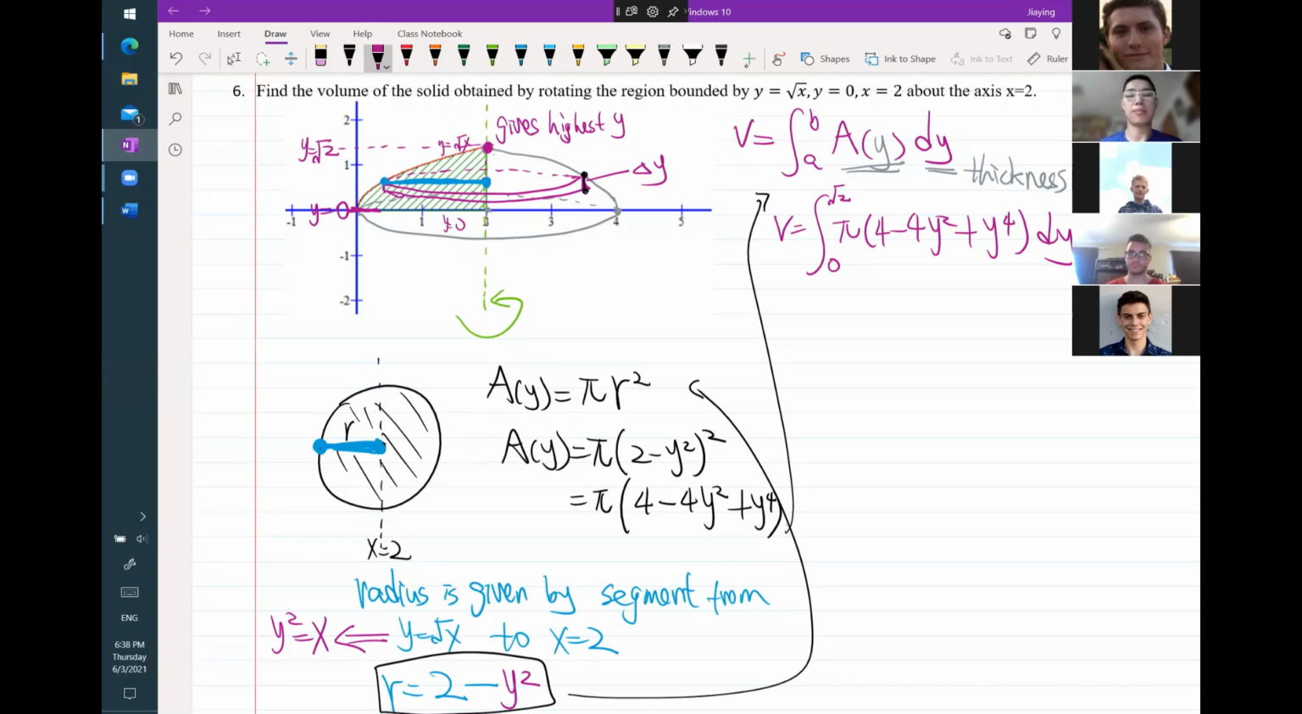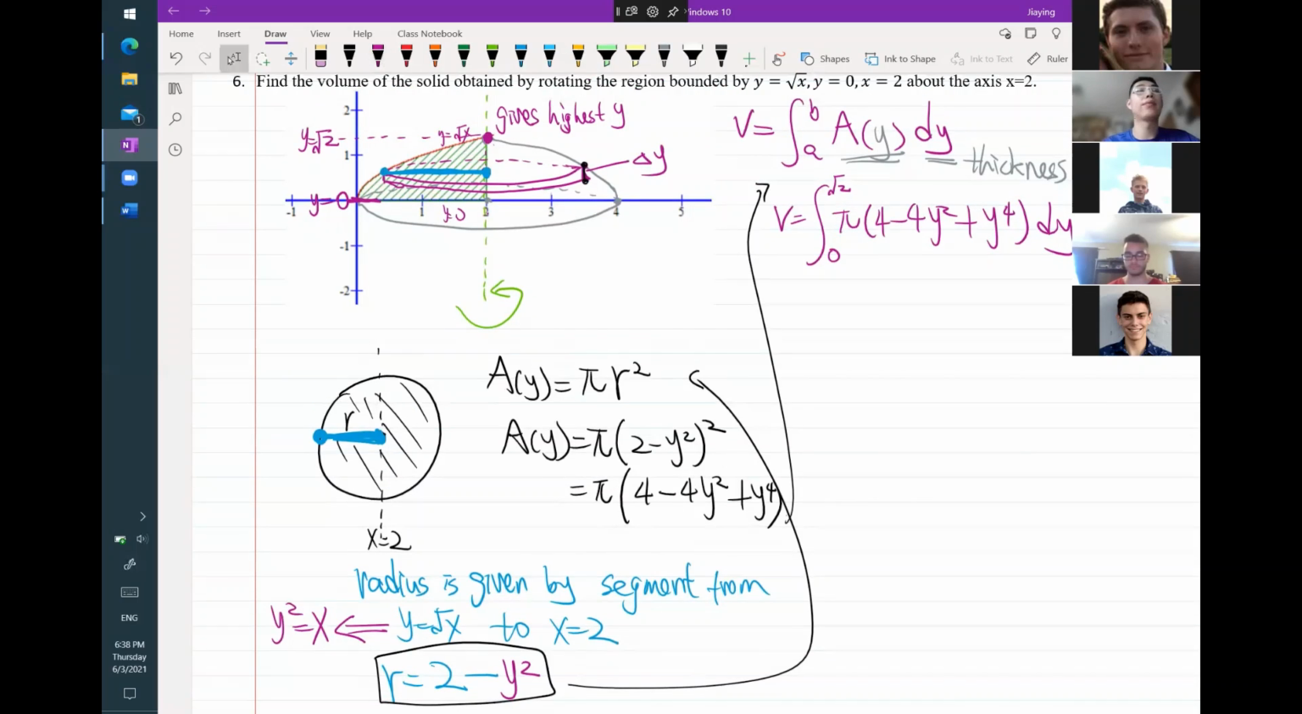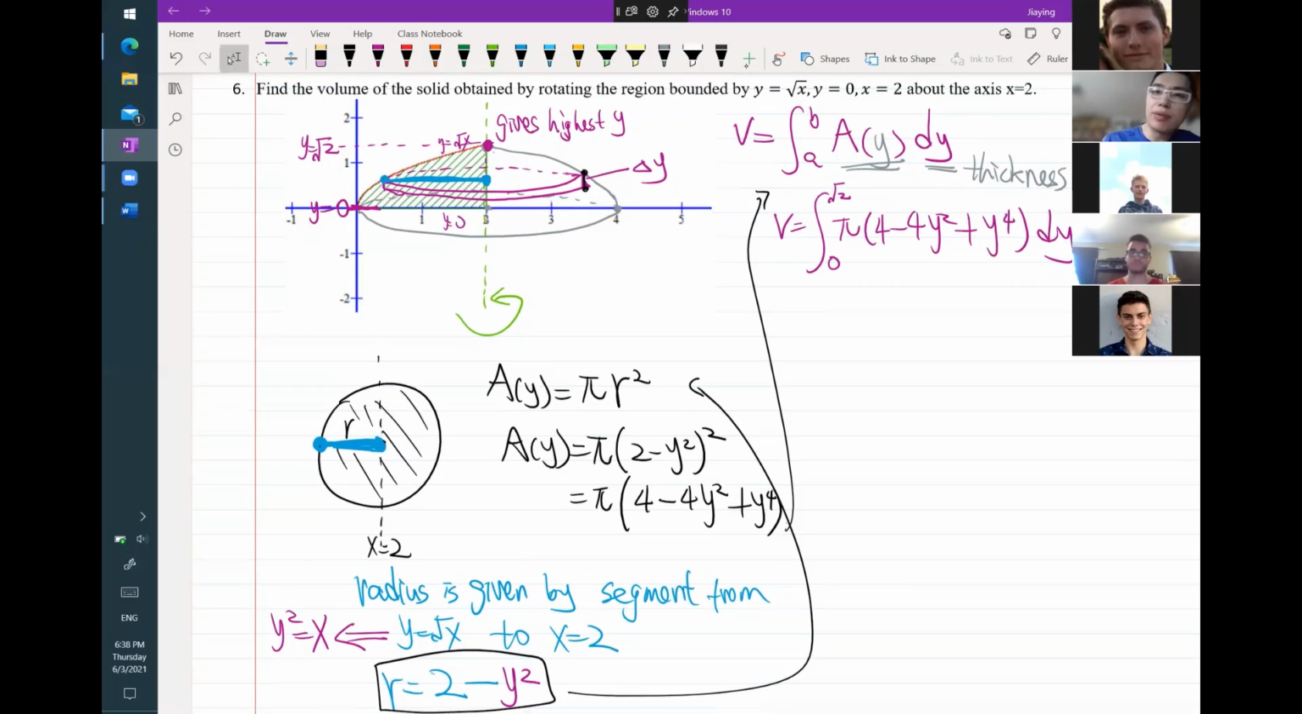Any other questions on this problem? Again, I'm not going to solve this, but if you want to finish this, bring pi to the outside and find the antiderivative of each of the terms. They shouldn't be too bad when you find the antiderivative.